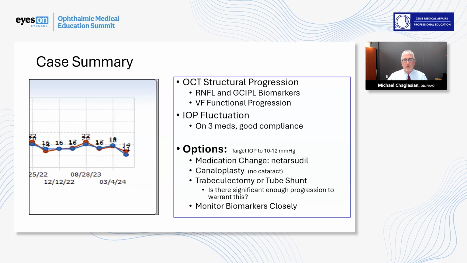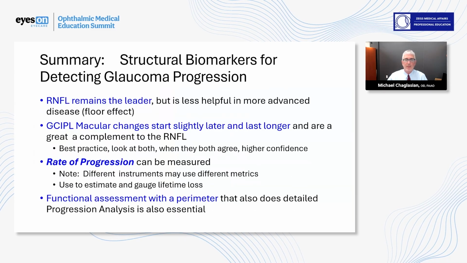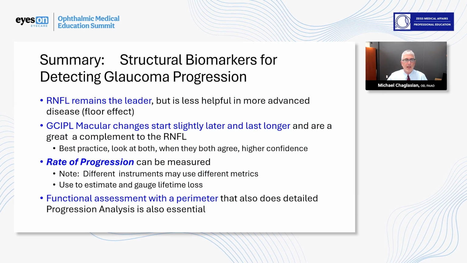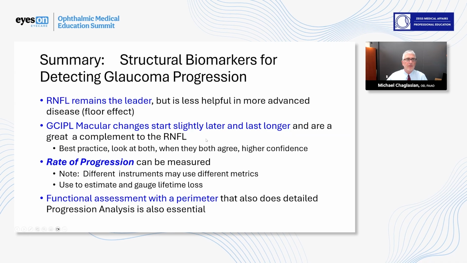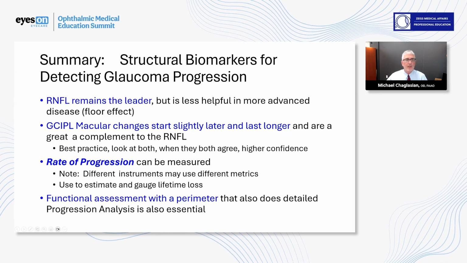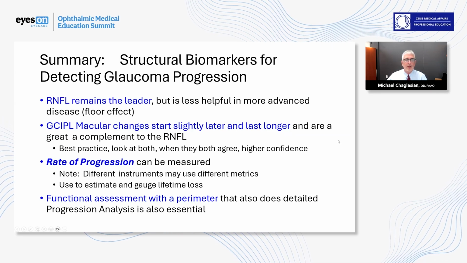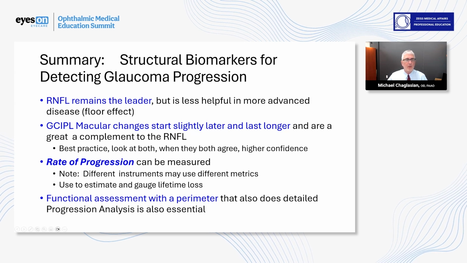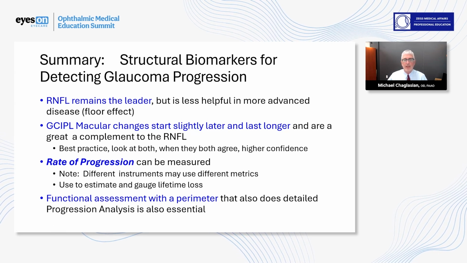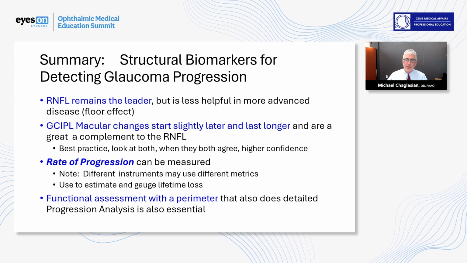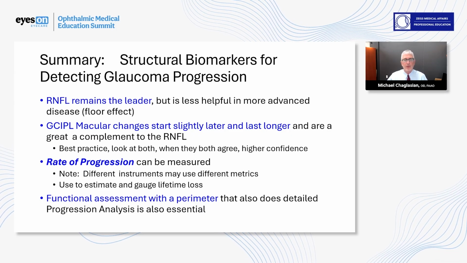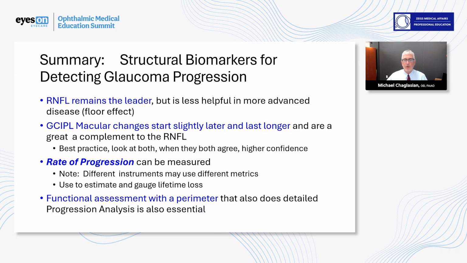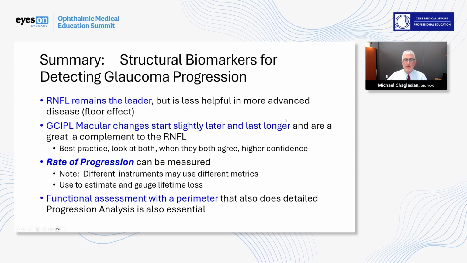And of course, discussion with the patient and your surgeon is really the best guidelines there. So in summary, structural biomarkers are key for diagnosing glaucoma and following patients over time. The retinal nerve fiber layer is our lead indicator. We use a lot, though, for the ganglion cell and interplexiform layer, where the change tends to start later and last longer. We look at rate of progression, and of course, we're always doing some functional assessment with our visual field device.